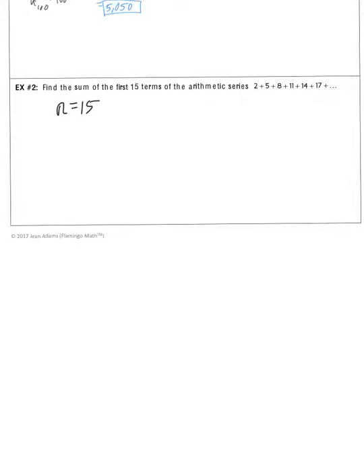So all I need to know, and the more times that you write your formula, the more likely you are to memorize it. So S sub n is equal to n over 2 times a sub 1 plus a sub n. So I need to know the first term and the last term. Well, I know that a sub 1 is 2 because that's the first term of the series. What I don't know is the 15th term. I don't know a sub 15.